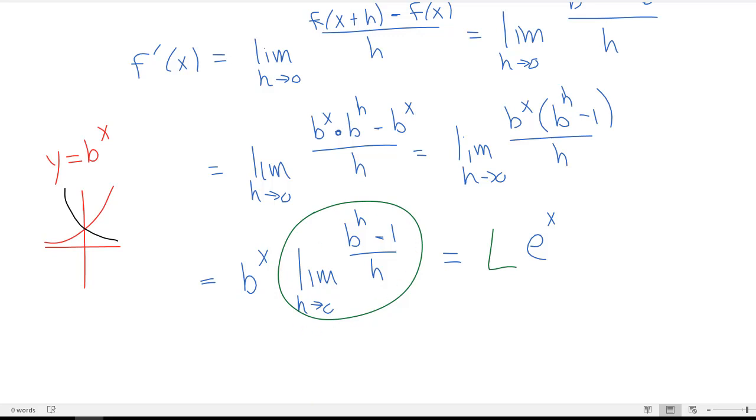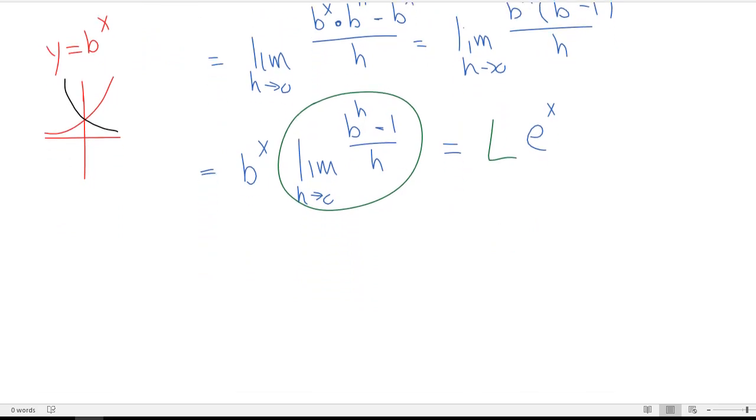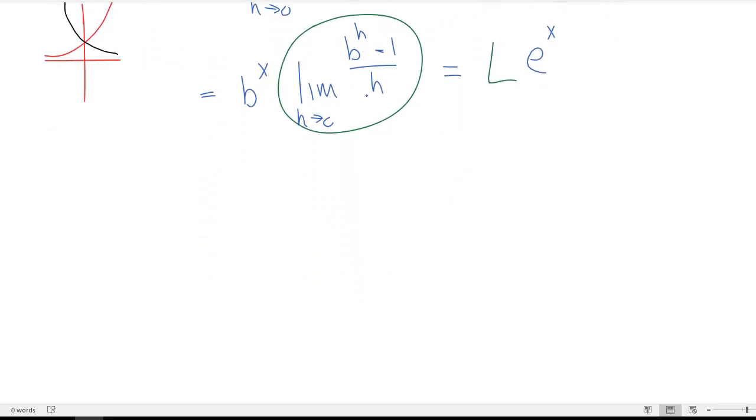So I want to take a moment and explore that expression. What I mean by that is I want to pick a couple of specific values of b. So let's come down here, I'm going to switch back to green, and let's suppose we pick b equals 2. So for example, we're looking at y equals 2 to the x. If b is 2, I have 2 to the h minus 1 all over h, and I'm letting h go to 0.